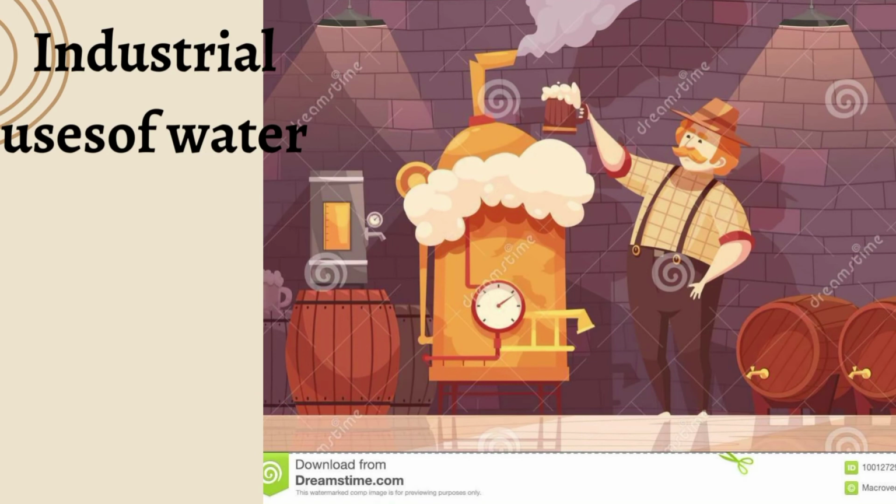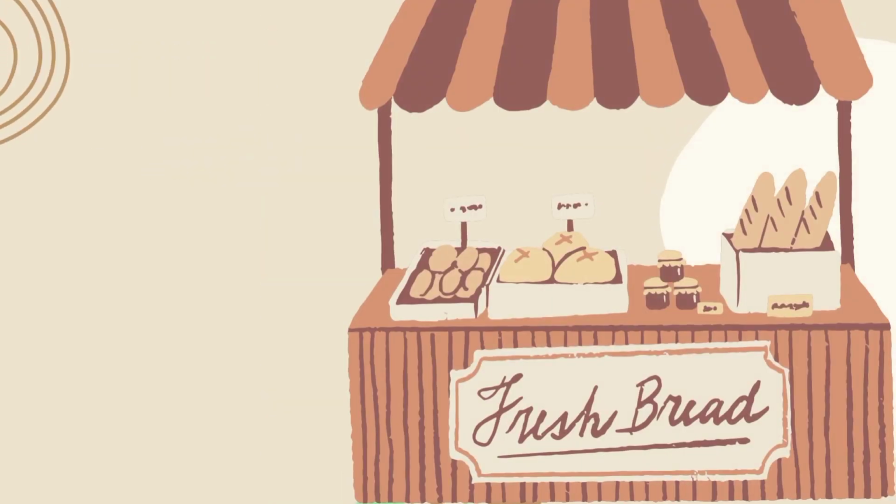So the next one we'll be seeing is industrial use of water. Water is needed in industries for producing drinks, for producing bread in bakeries, ice cream and snacks too. Only clean water can be used for this.